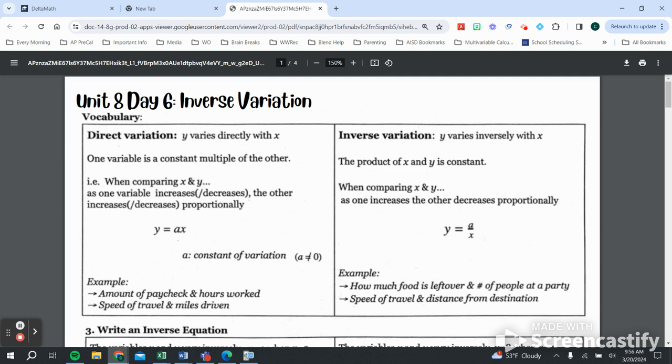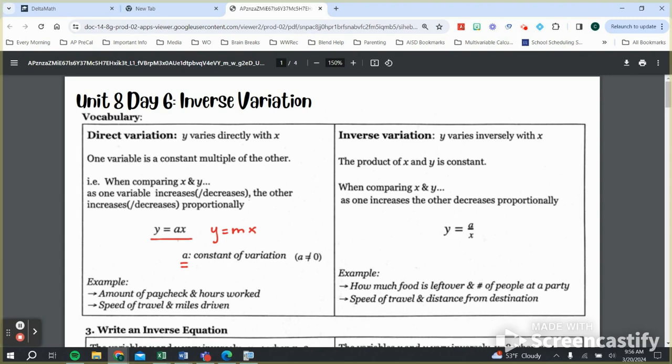And if you look at what a direct variation looks like, this just looks like y equals mx. It's something that you're used to seeing. But instead of an m, we call that m our a, and that is what we call a constant of variation. So an example of when we use this is the amount of paycheck and hours worked, the speed of travel, and the miles driven. Those vary directly. Now with inverse variation, y varies inversely with x.